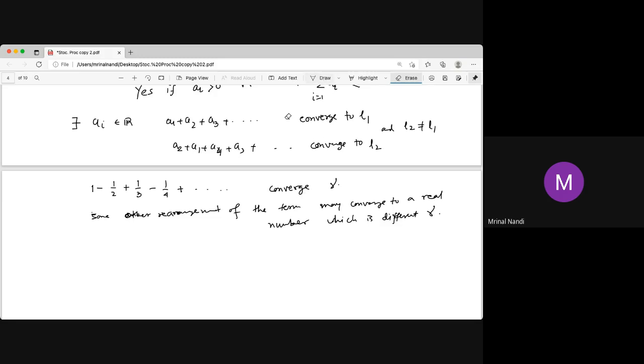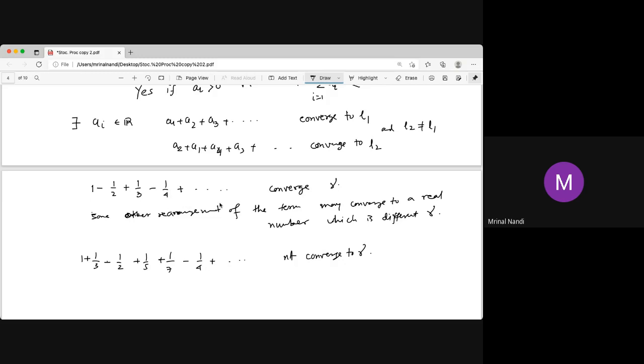So that means 1 minus 1/2 plus 1/3 minus 1/4 is not the same as if you write it a different way. Say you take 1 plus 1/3, then minus 1/2, then 1/5: two odd terms, then one even term. You take the first one first, the third one second, the second one third, then the fifth, the seventh, and the fourth. In that case, this also converges, but to a different number, not to gamma.